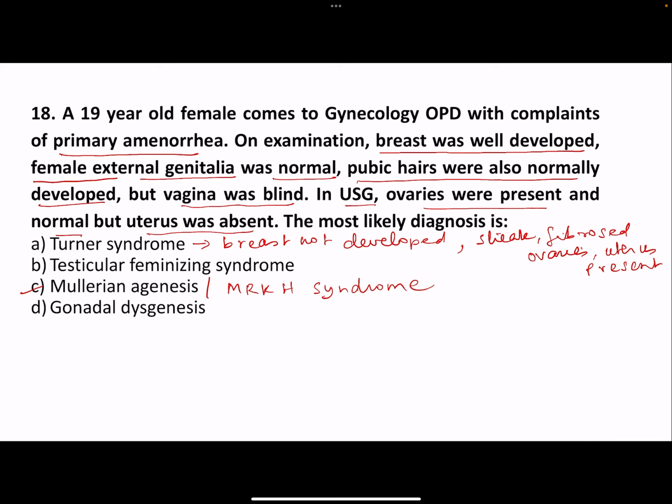Testicular feminizing syndrome: here primary amenorrhea is there, breast is also normal, and female external genitalia is also there, but pubic hair is scanty or absent. And instead of ovaries, there are testes present in the inguinal canal, which can be revealed by ultrasonography. So ultrasonography will reveal testes instead of ovaries. So this option is also wrong. Gonadal dysgenesis is also called ovarian dysgenesis. This is also called Turner's syndrome, which I have mentioned in option A. So the correct answer is option C, that is Mullerian agenesis.